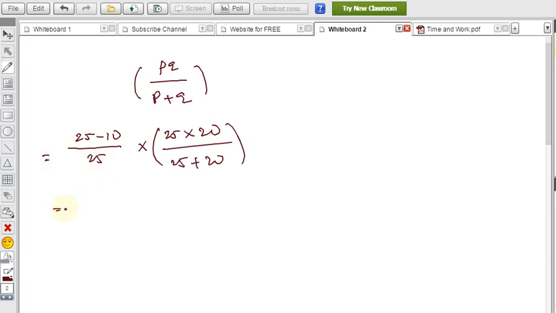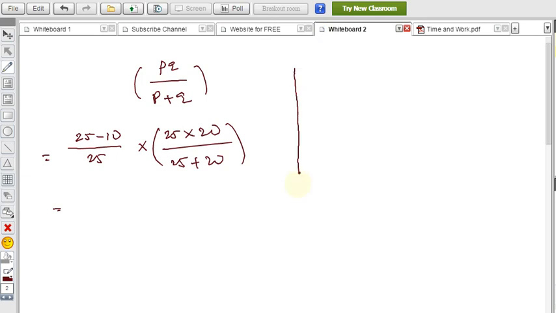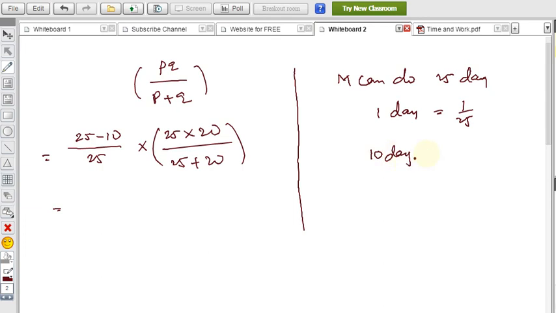Now this value you can simplify. Divide by 25 means we should take who worked for those 10 days, because M can work for 25 days. Okay, I'll explain more briefly here. M can do the work in 25 days, so one day he can do 1 by 25, right? So 10 days he worked already. That means 10 into 1 by 25, so 10 by 25. Only 10 days he worked.